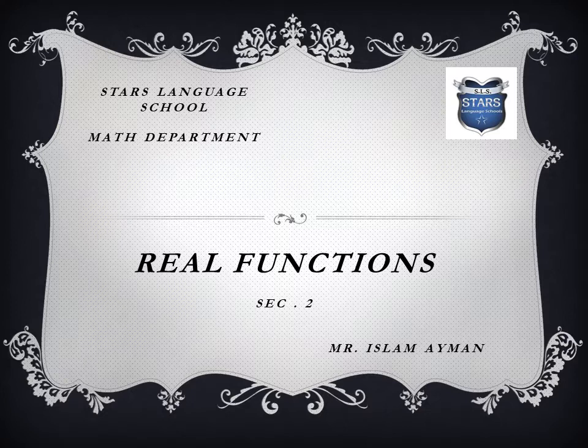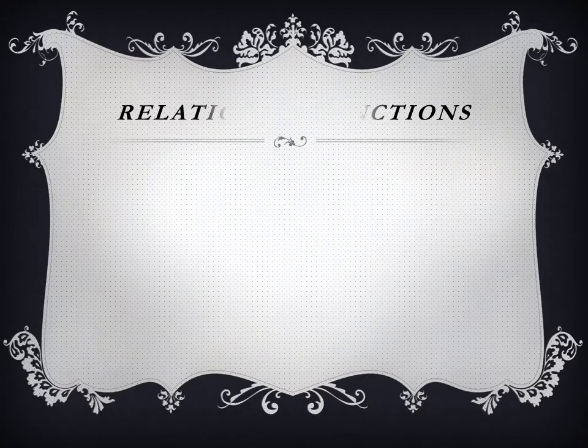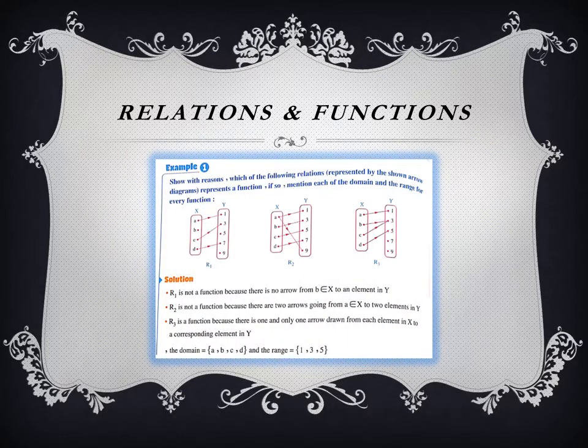We're going to talk about real functions in this video. But first of all, we have to remember very important information about relations and functions. For example, show with reasons which of the following relations represented by the shown arrow diagram represents a function. If so, mention each of the domain and the range for every function.